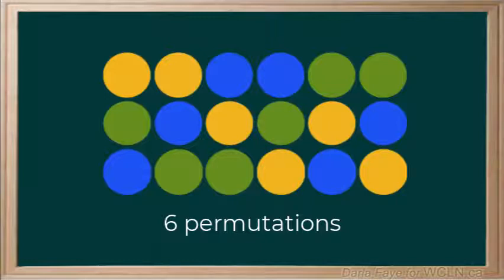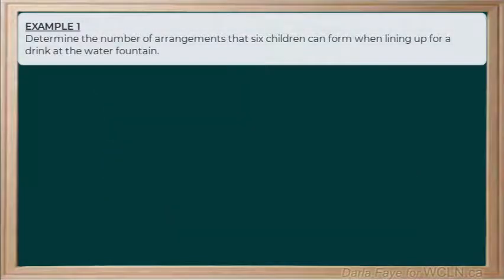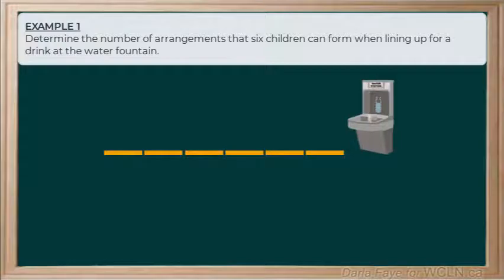Now let's add some context by going through an example. Our example reads, determine the number of arrangements that 6 children can form when lining up for a drink. Like usual, I'm going to start by drawing a diagram to help me visualize what's going on here. So here I've placed my water fountain and I've used 6 lines to represent the possible spots available for students to line up in front of the fountain.